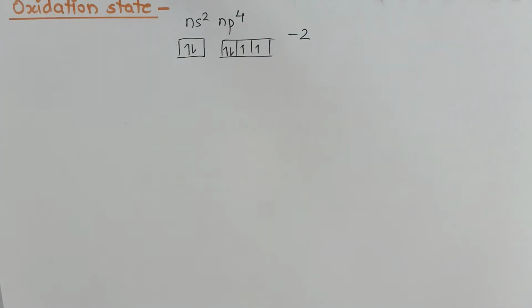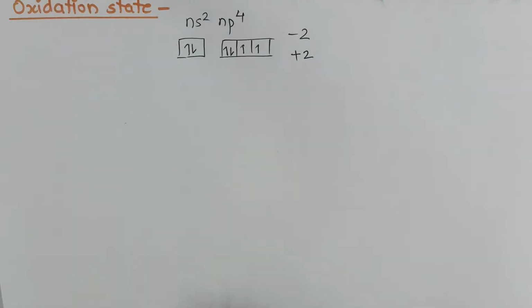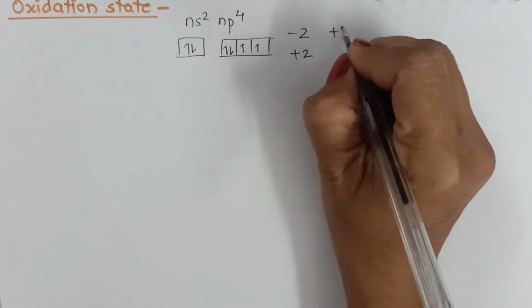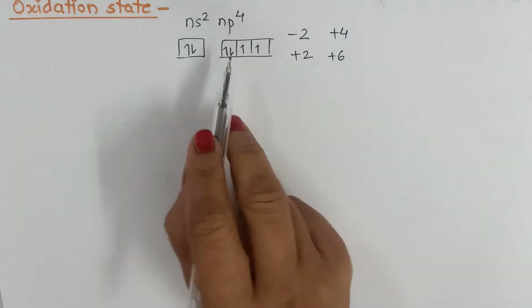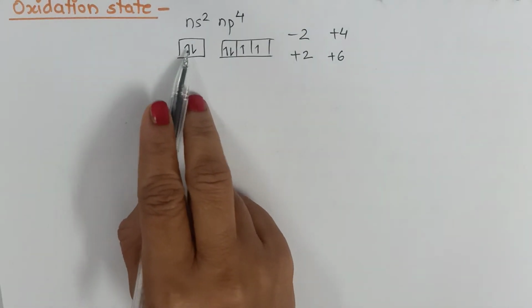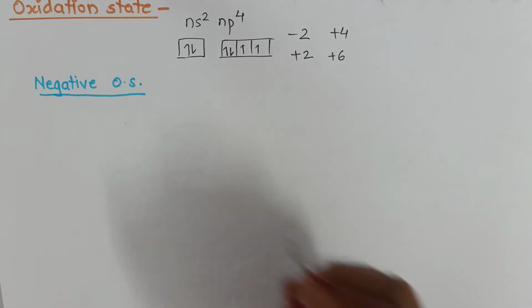orbitals, as well as they can show +2 oxidation state by losing these 2 electrons, as well as they can show +4 or +6 oxidation state by loss of 4 electrons from p orbital and 2 electrons from ns2 and np4 orbitals. So overall we can divide them into two categories, the positive oxidation state and negative oxidation state. So let us begin with negative oxidation state.